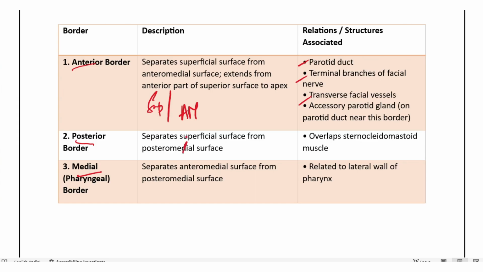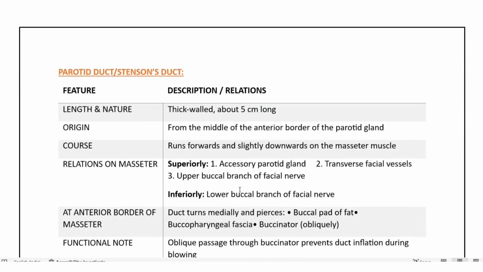parotid gland if present. They're not present always, if present then it is related. Then the posterior border will separate the superficial surface from the posteromedial surface. It overlaps the sternocleidomastoid muscle. The medial or pharyngeal surface will separate the anteromedial surface from the posteromedial surface. It's related to the lateral wall of the pharynx. So this will cover the borders of the gland.